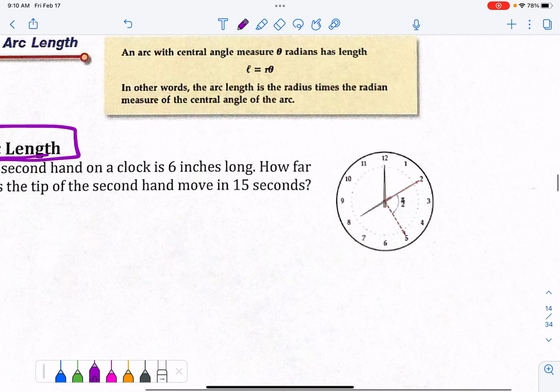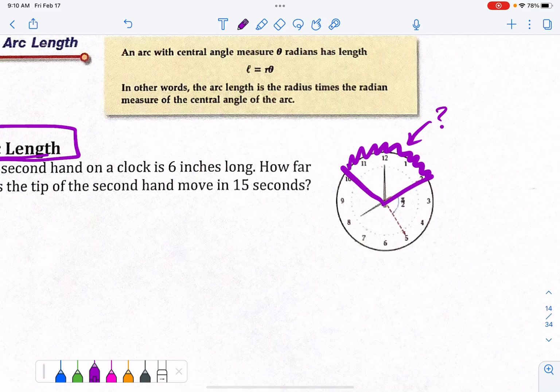So they're going to say, you have an angle that's rotating this much. How far is it from here to here? Okay, and this is what we're trying to solve for, like how far is that thing moving, all right? So let's talk through what they're asking us to do.